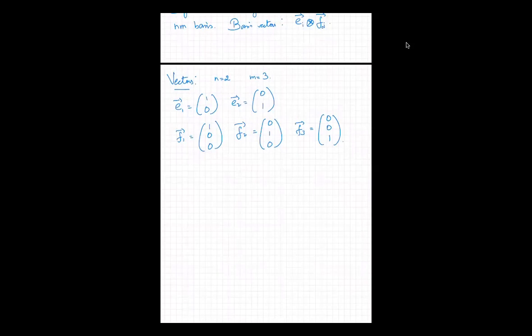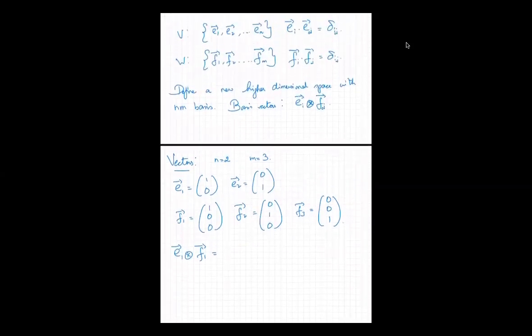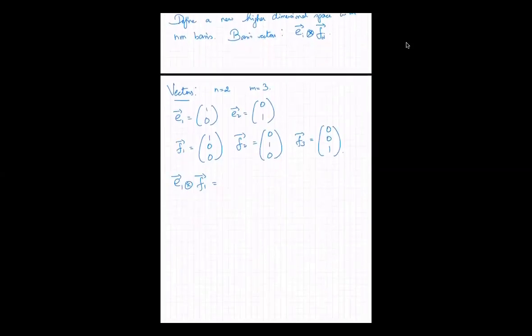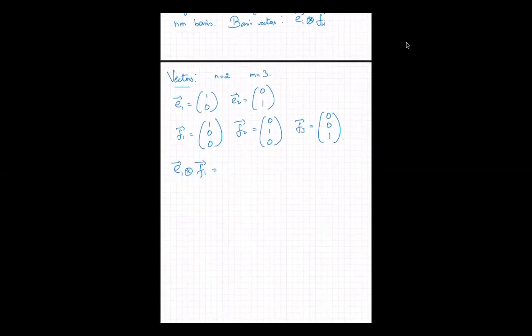Now remember what we did for the direct sum case. For the direct sum case, we simply stack the vectors on top of each other, right? So we simply claim that the new space should be 5-dimensional. For example, we took E1 and then we just simply added zeros. Here we are going to construct it in a slightly different fashion. So E1 direct product F1. What is this? The way you construct this is by multiplying every entry in the first vector with every entry in the second vector. So what does this mean?